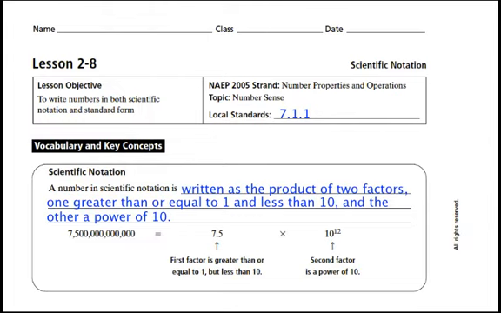For this example, we have 7,500,000,000. To write that in scientific notation, we had to move the decimal point all the way to the left so that there was just one number in front of the decimal point. So it's 7.5. We moved it 12 places, so we have a power of 10 to the 12th. Now we're going to take a moment to write out the steps that I just mentioned.